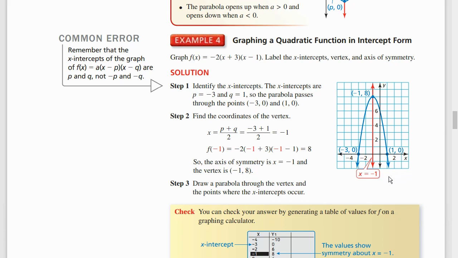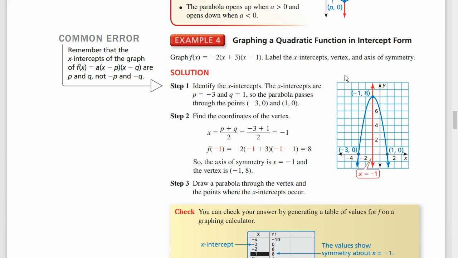So to find that, I'm going to find the midpoint of these. So add them up. -3 plus 1 is -2, divided by 2 is -1. And then I'm going to take that x value and input it into the function. F of -1, do your math, is 8. So that generates the ordered pair -1, 8. So at this point, I've got a great graph. I've got the vertex. I've got the x-intercepts. Go ahead and draw the line down, and you can see what it looks like.